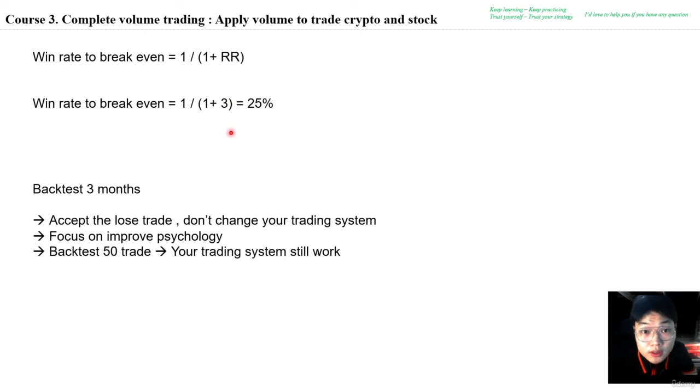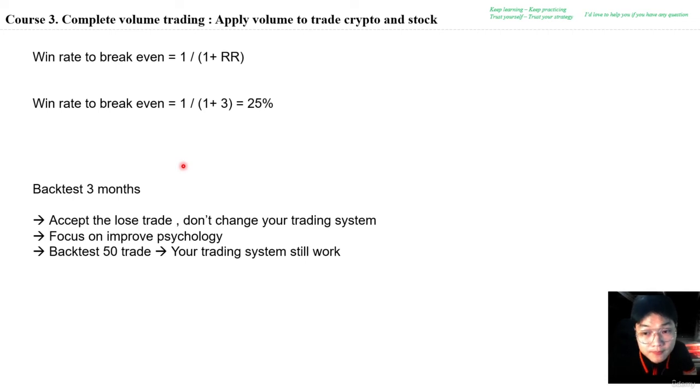Therefore, with a win rate of only 25%, it's very easy for us to enter in the market. Normally, if you don't use any strategies, your win rate will be 50%. But at this time, if you control the reward risk ratio at more than 3 times, it means that a win rate of only 25% is very easy for us to enter. To control a high reward risk ratio like this, you also need very good psychology. It means that you need to control your emotions really well in the market.